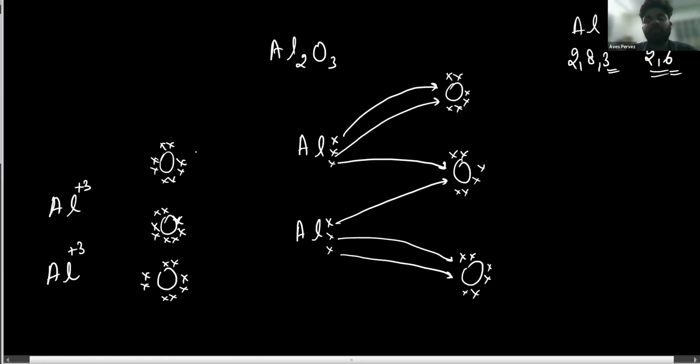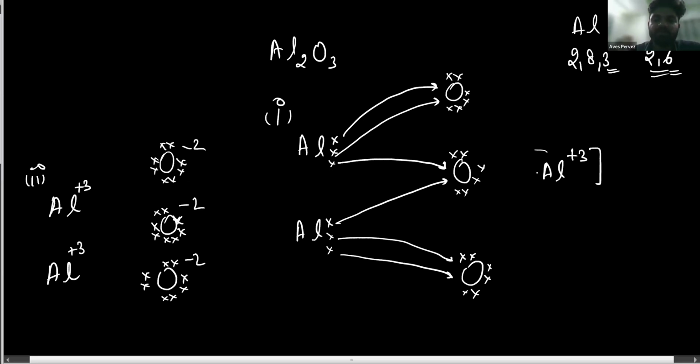So what is the charge acquired by oxygen by having 2 extra electrons? Tell me fast. -2. This is the first step. This is the second step. The third step is, we will have this Al, bracket, then plus 3, then bracket.